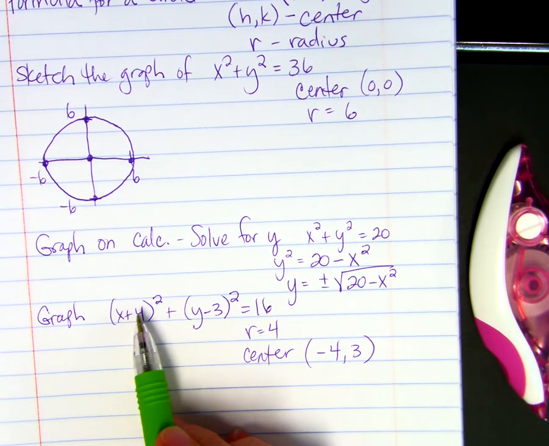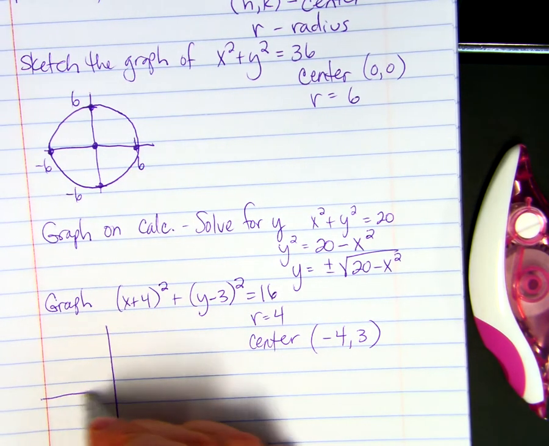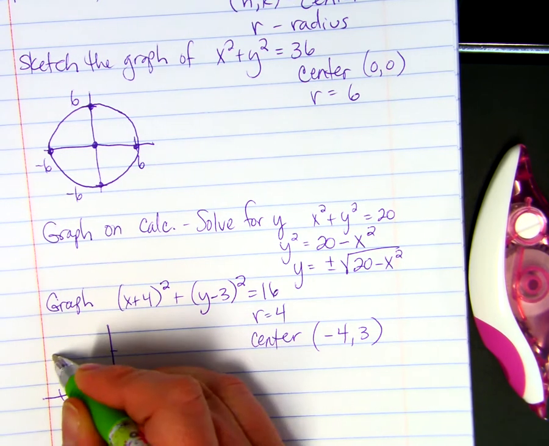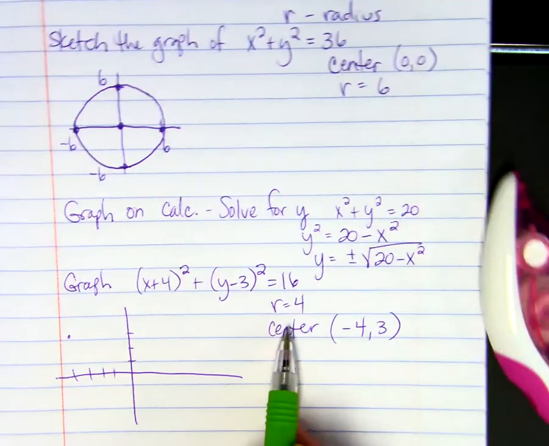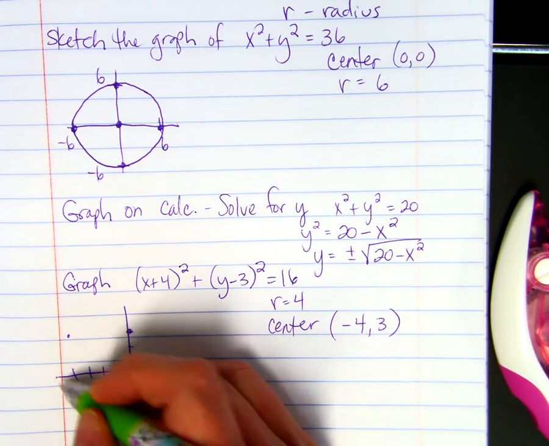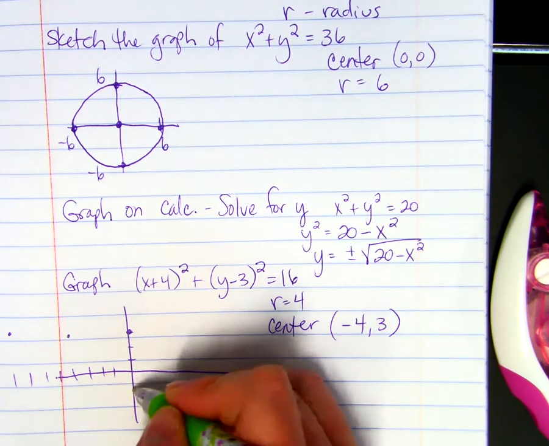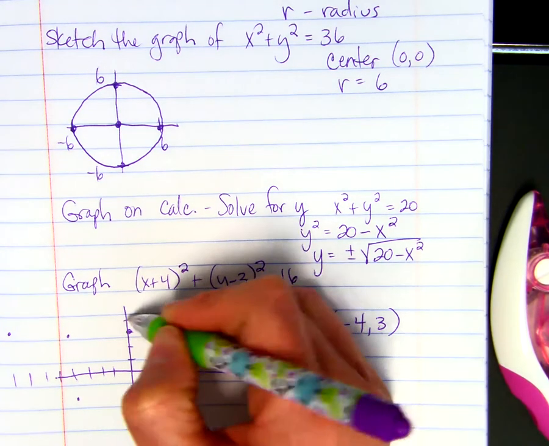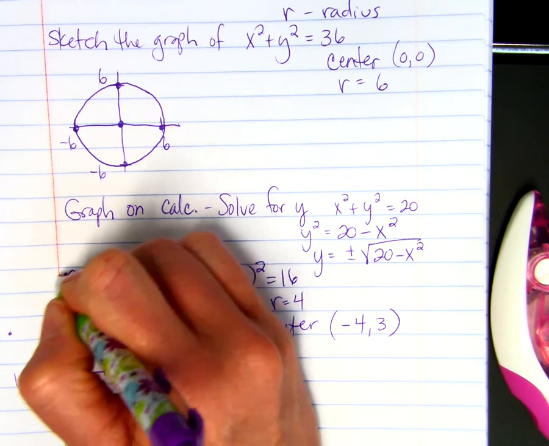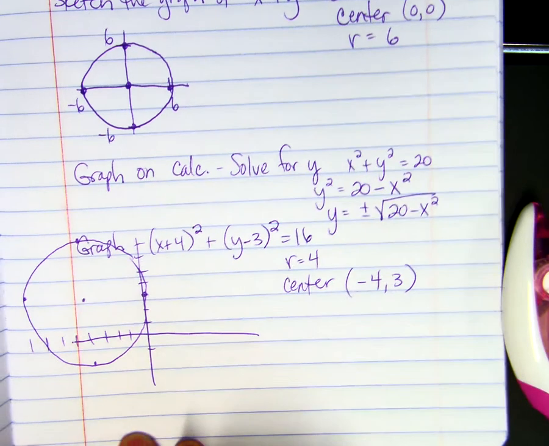So when you see the plus sign, you know you want to go with the negative. So we just go to negative 4, 3. I like to put a dot for my center. And then we just go 4 units above, below, right, and left. Then you draw your circle, and that's what it would look like.